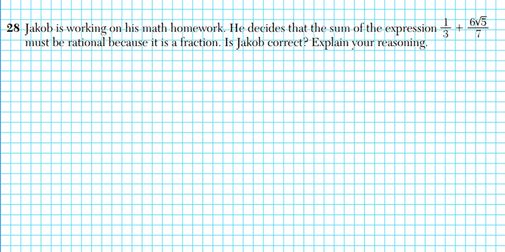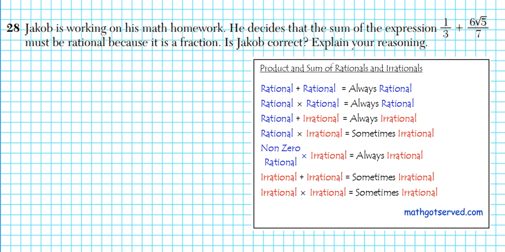Alright, let's take a look at question 28. It says, Jacob is working on his math homework. He decides that the sum of the expression 1/3 plus 6 root 5 over 7 must be rational because it is a fraction. Is Jacob correct? Explain your reasoning. So to do this, we're going to take a look at one of our formulas from our EPIC Algebra 1 Common Core Regents formula sheet.